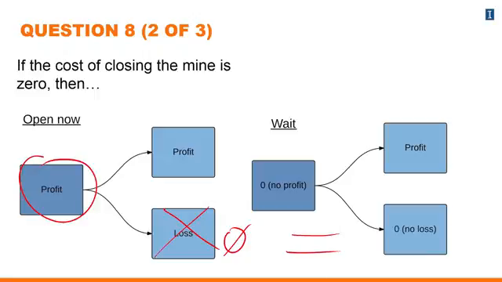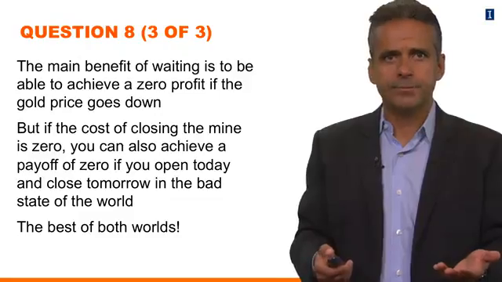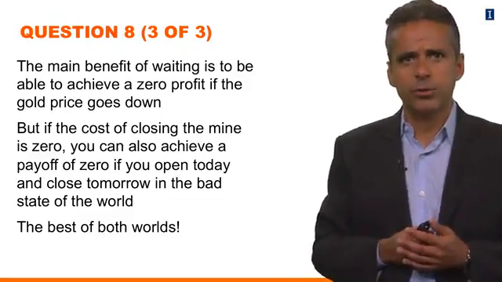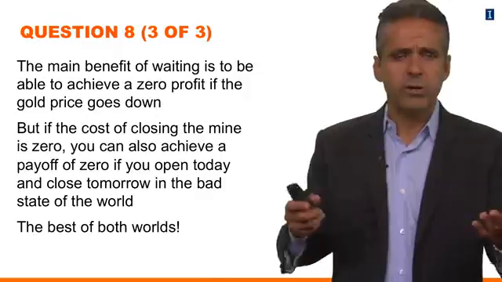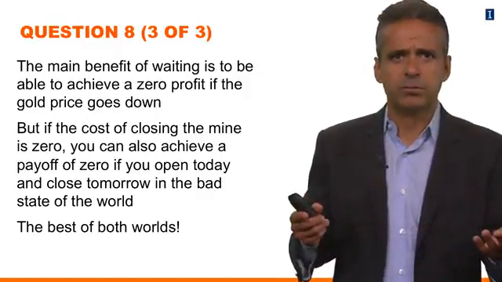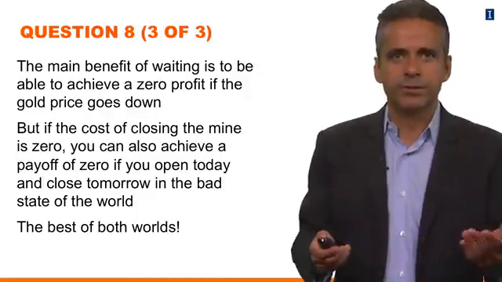And in addition, in the good state of the world, when the gold price goes up, the profit is the same as in the case of waiting, right? So now you have a situation where you can get the best of both worlds. You can get the current profit and you can get 0 tomorrow if the gold price goes down, okay? So what this means is that if it was costless to open, start and abandon projects, then companies would never wait, right? And this is the solution in words. The idea is that if the cost of closing the mine is 0, then you can also achieve this payoff of 0 by closing tomorrow. So that's why I call this the best of both worlds.